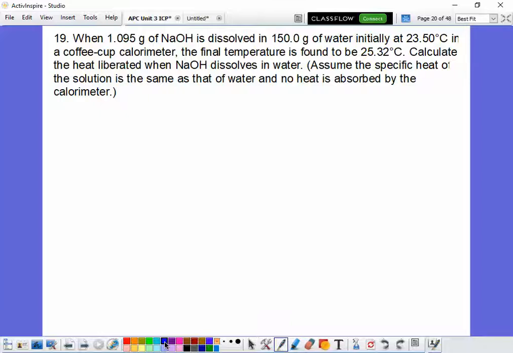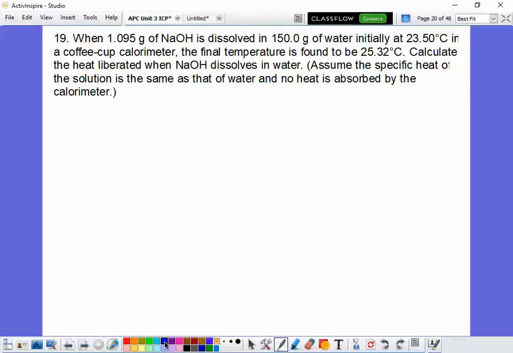So for this one, we have 1.095 grams of sodium hydroxide is dissolved in 150 grams of water that's initially at 23.5 degrees Celsius. And that's in a coffee cup calorimeter. The final temperature is found to be 25.32 degrees Celsius. We're going to calculate the heat liberated when sodium hydroxide dissolves in water. And we're also going to assume that the specific heat of the solution is same as that of water and that no heat is absorbed by that calorimeter. Our next problem, we're actually going to account for heat being lost through the calorimeter. But for this one, we're assuming that our calorimeter is perfect and it does not lose any heat.